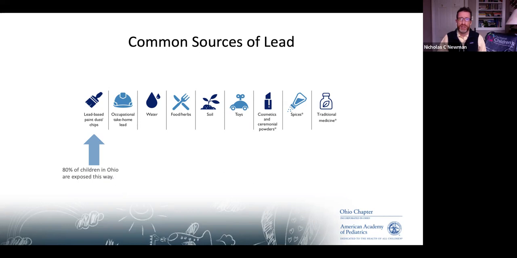But none of these things are supposed to have lead in them. Toys are not supposed to have lead in them. Herbs are not supposed to have lead in them. Neither are cosmetics. But often some cosmetics that are more culturally based, maybe brought from outside the United States, lead may be one of the main ingredients, in addition to some of the ceremonial powders and traditional medicines. Next slide, please.